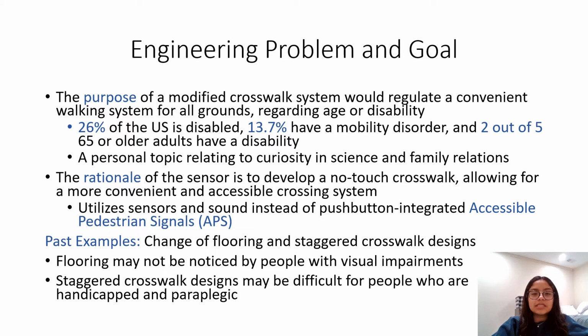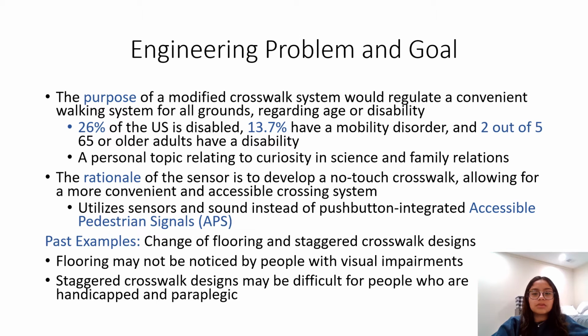According to the CDC, 26% of the U.S. population is disabled. 13.7% have a mobility disorder, and 2 out of 5 adults aged 65 or older have a disability. This topic was chosen due to my grandparents' difficulty seeing crosswalk signals that had no sound when to cross, my curiosity, and science to assist me.